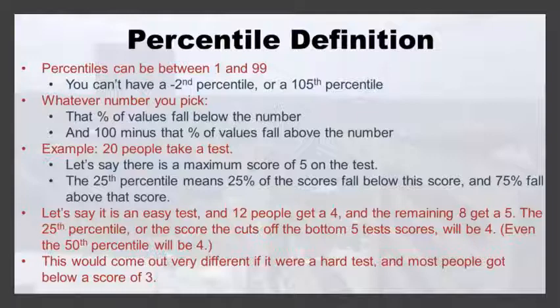25% of 20 people is 5, so the bottom 5 test scores would be 4. Of course, the 50th percentile would still be 4, since the majority of the people who took the test got a 4, but that's besides the point. This would come out very differently if it were a harder test and more people got a score below 3, or maybe some people got a 1 and some got a 2. Of course those numbers would be a little bit different.